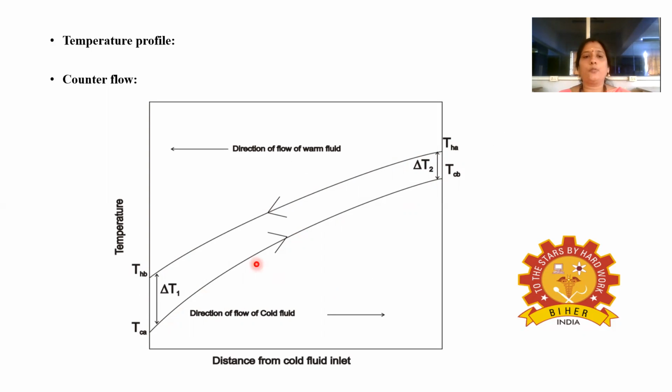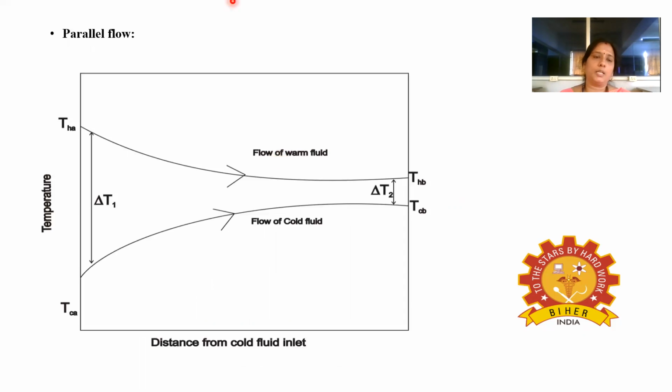Mostly counter flow will be followed in this heat exchanger in order to attain more heat from the fluid. And here this is parallel flow. In this parallel flow, both the liquids will be flowing in the same direction, so the inlet of the hot fluid as well as the inlet of the cold fluid will be at the same end. The cold fluid will be flowing in this direction, and the hot fluid will be flowing in the same direction. Delta 1 and delta 2 are the inlet temperature difference and the outlet temperature difference.